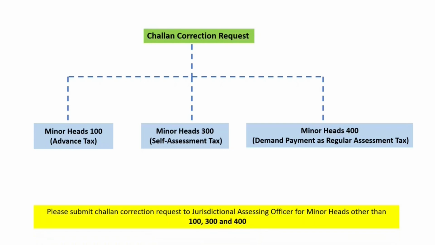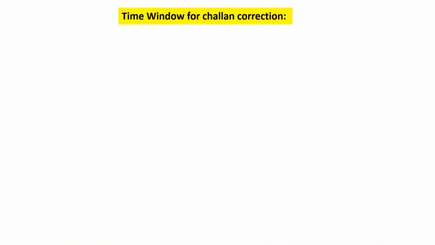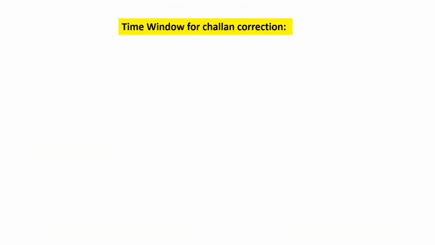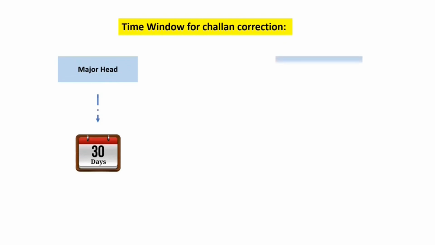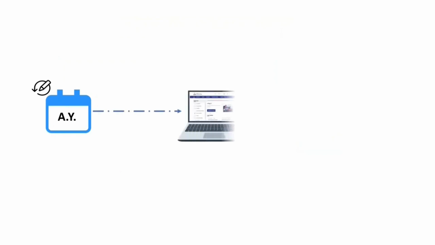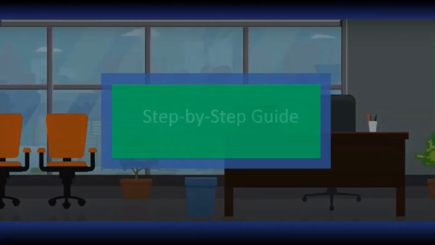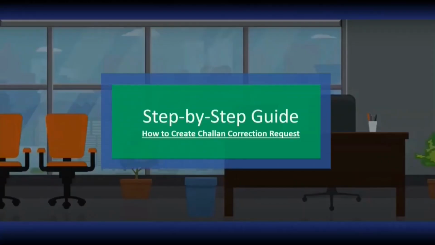It is also important to note the time window for challan correction. So if you wish to change the major head, that is tax applicable on the e-filing portal, you can change it within 30 days of challan deposit date. For changing the minor head, that is the type of payment, the time that is allowed is 30 days of the challan deposit date. For changing assessment year for any particular challan, you can correct it within 7 days of the challan deposit date.